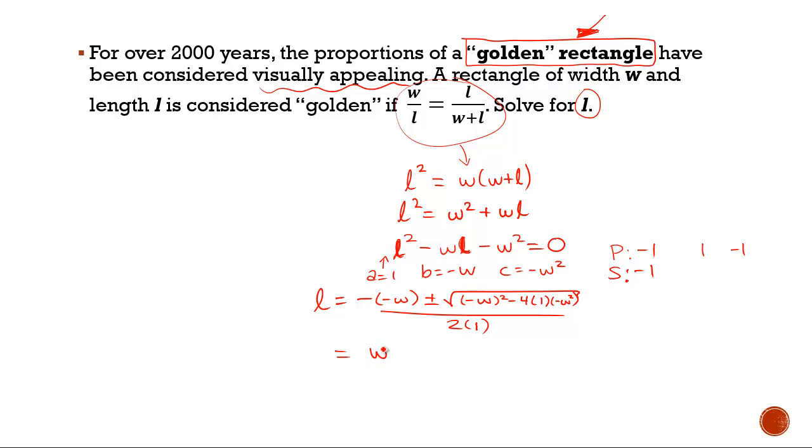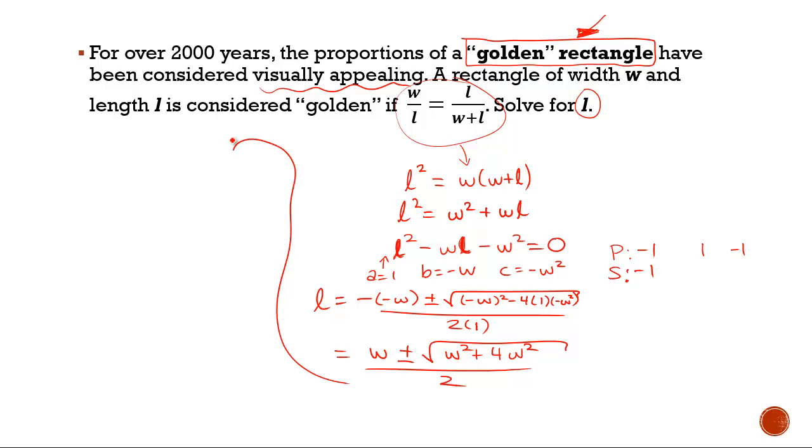So let's simplify that, work a bit with that. So that's w plus or minus the root of w squared plus 4w squared, over 2. And let's keep manipulating that over here. So we've got w plus or minus. Now what's in that root? Let's take the common factor out. So that gives us w squared, and then that's 1 plus 4.